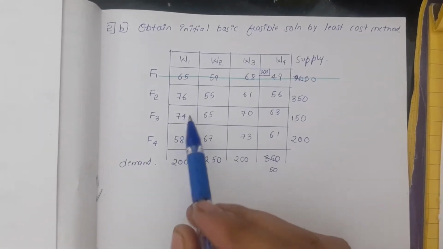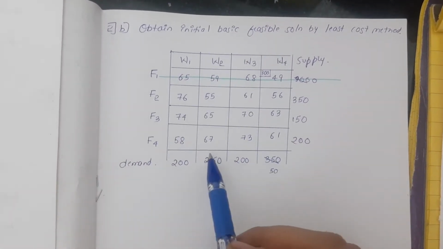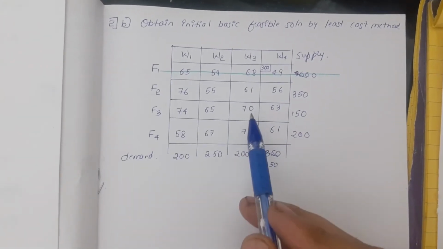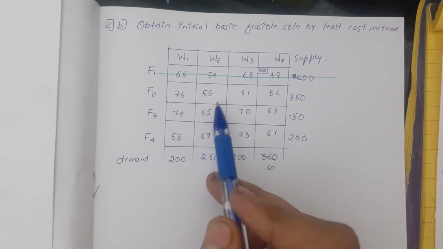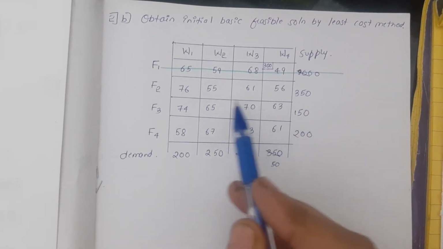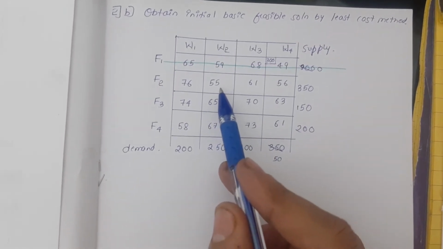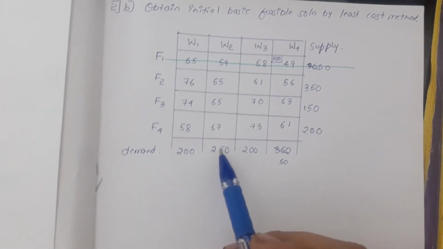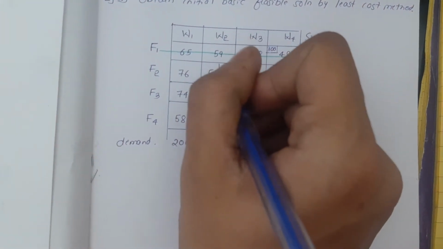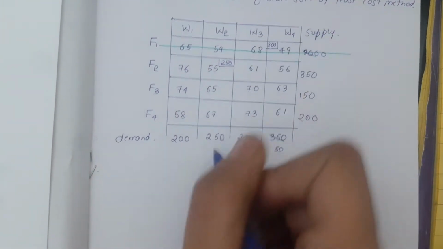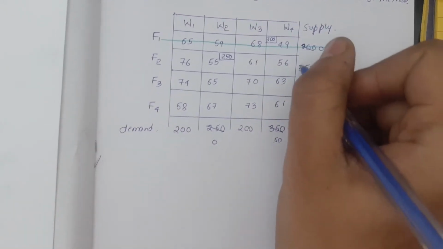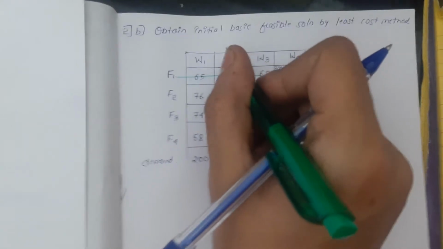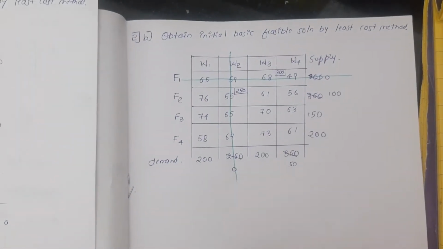So among these elements, we again find out the next least element. Among all these elements, the next least element is 55. For this 55, we have a supply of 350 and a demand of 250. So we allocate a demand of 250 for the same. This 250 becomes 0 and this 350 becomes 100. So this particular column W2 becomes 0.